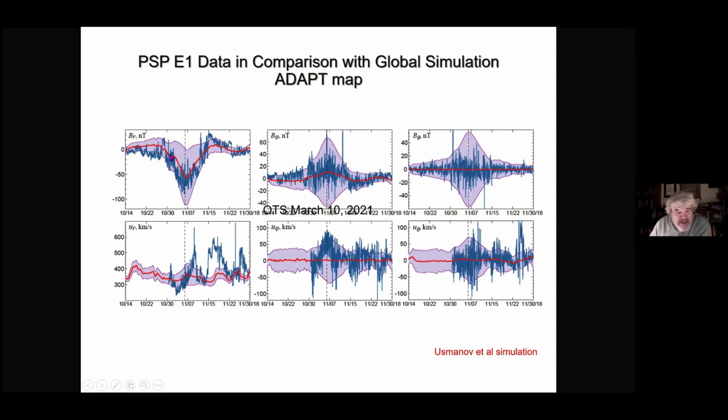The red is the resolved component of our three-dimensional Reynolds averaged MHD simulation. And you see, it doesn't really follow the Parker data all that well. I mean, very coarsely, the radial magnetic field does follow the trend of the Parker data, but it doesn't follow it in detail. There's a lot more fluctuations in the Parker data.